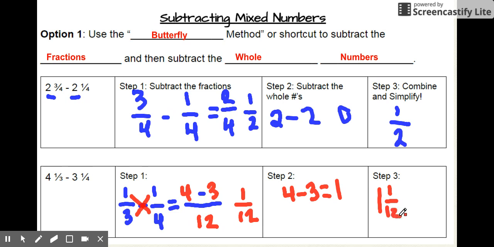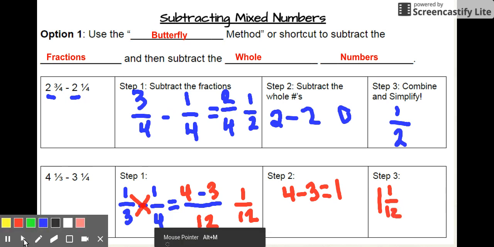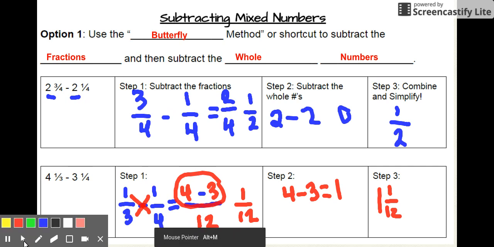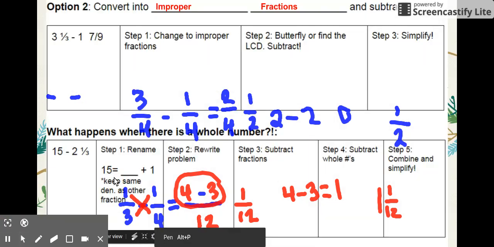However, the butterfly method doesn't always work. So sometimes if you try to start with the butterfly method and you get to this step right here, sometimes it might be like 3 minus 4, and you can't do that. You can't have a negative number. So if you ever start with the butterfly method and you get to this step that's circled and it does not work, you're going to have to backtrack and you're going to have to use this method.